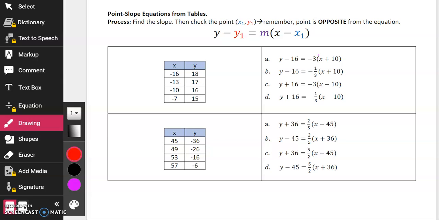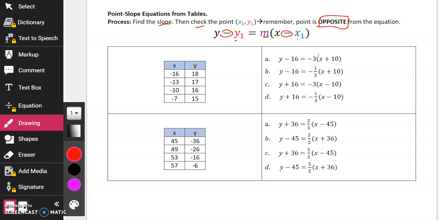Hey, what's up? Let's talk about point slope equations from tables, what that process is, what we have to do. So again, find the slope and then check the point. It's the same kind of thing as with graphs, except now all the points are represented in a table instead of a line. Remember that the point is opposite from our equation because of those subtractions. M is our slope, (x1, y1) is our point.